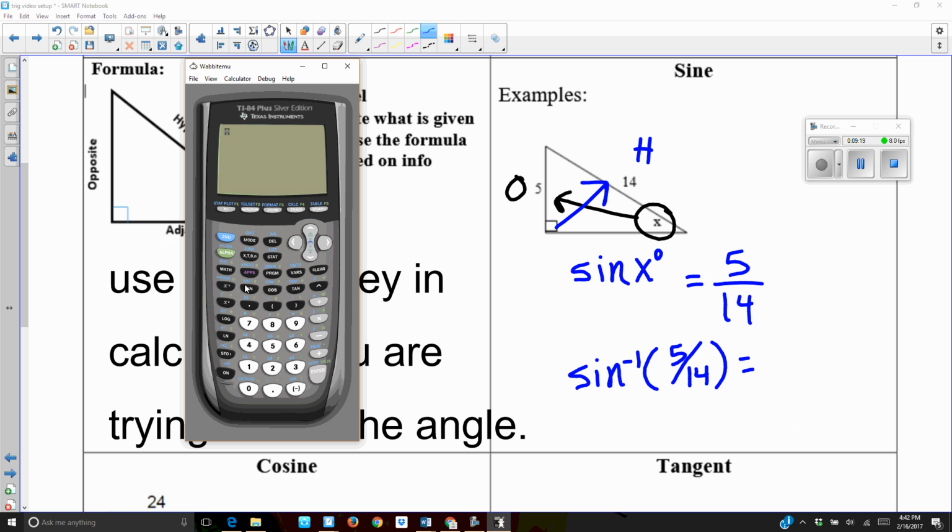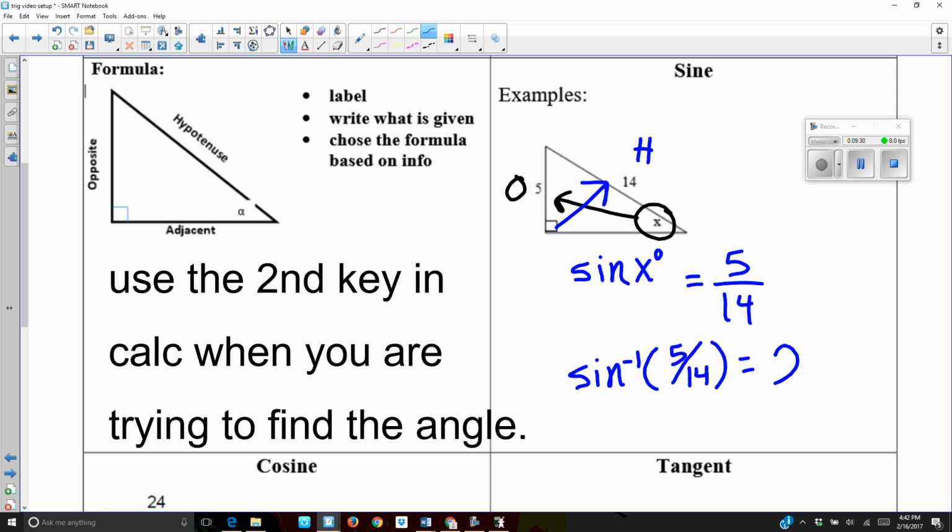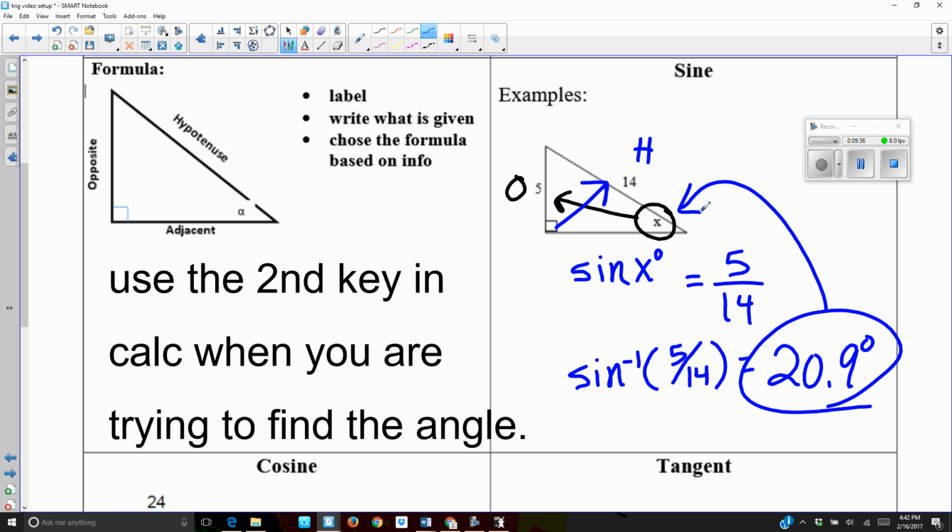So second sine of 5 divided by 14. So about 20.9 degrees. So that is angle x.